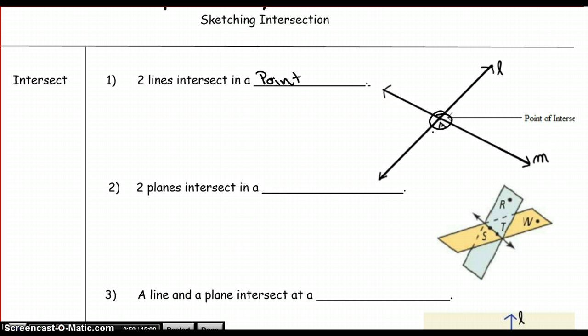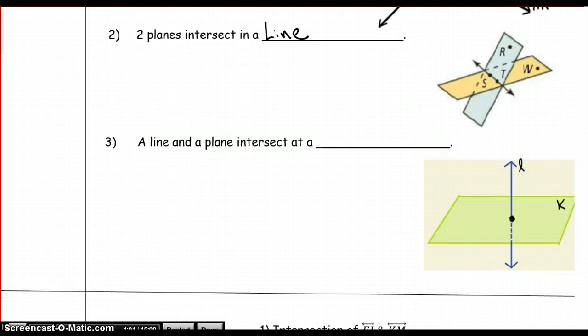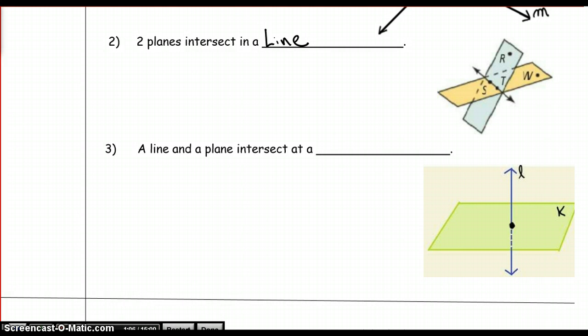Number two here, we have two planes that intersect at a line. Again, just very basic. Nothing too difficult to come from this. And then last but not least here, we have a line and a plane. They also intersect at a point.